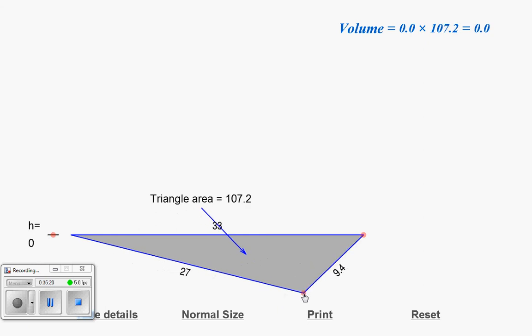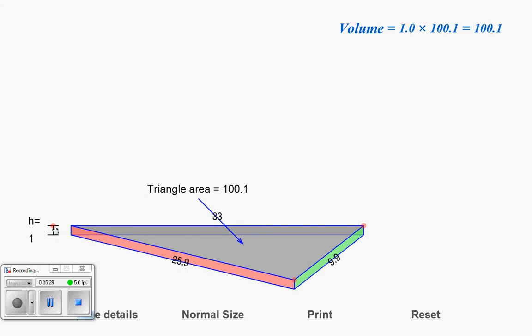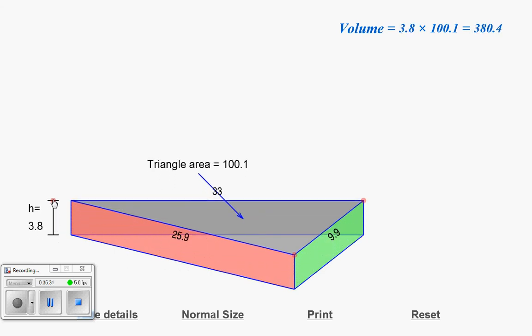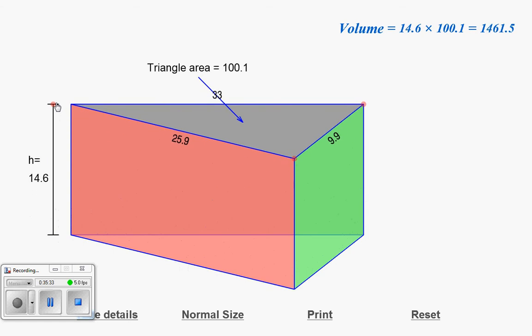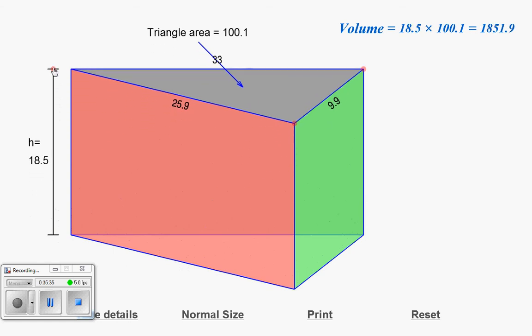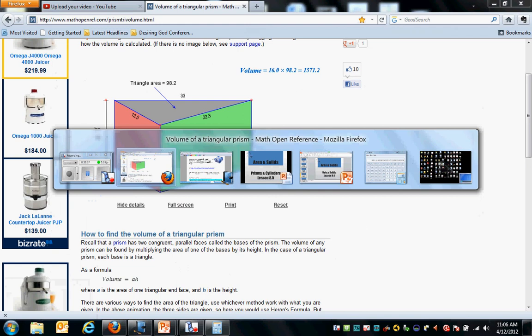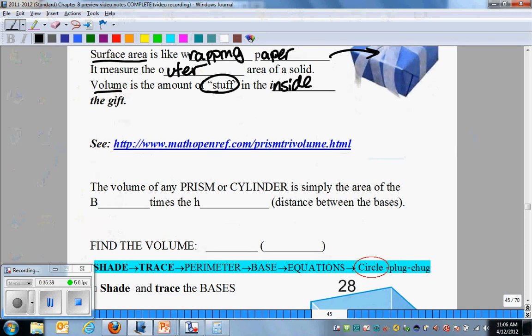Okay, as I move this around, now my area is closer to 100, my area of my base. And then I times by the height. And watch, as I increase the height, the volume also increases. So volume is simply area of the base times the height.